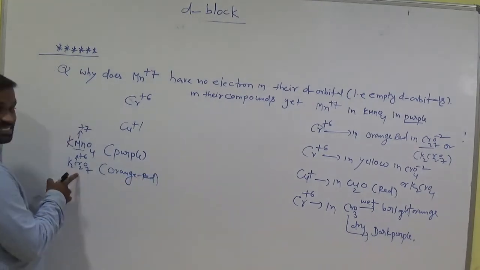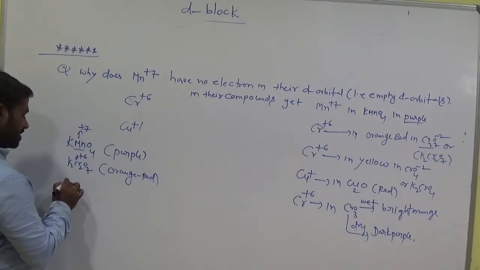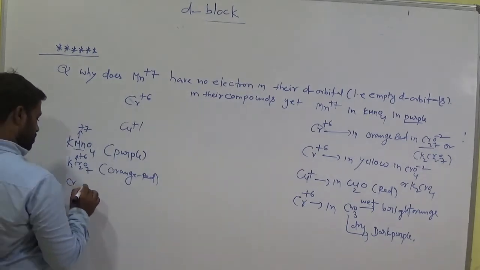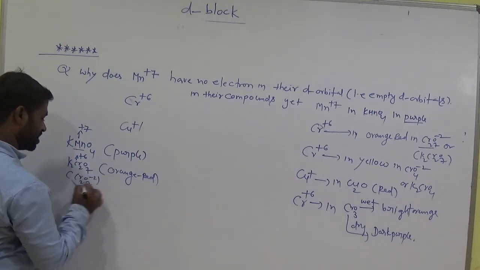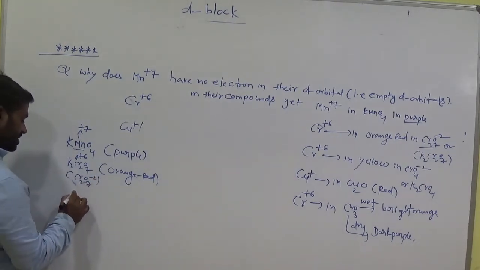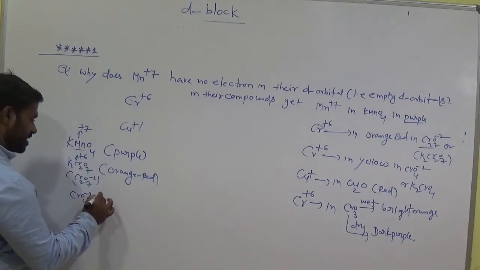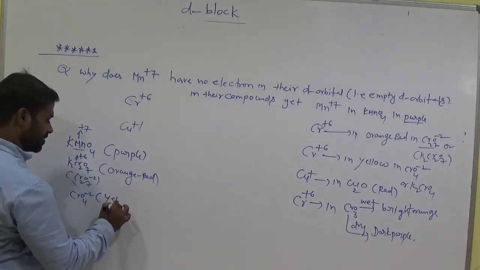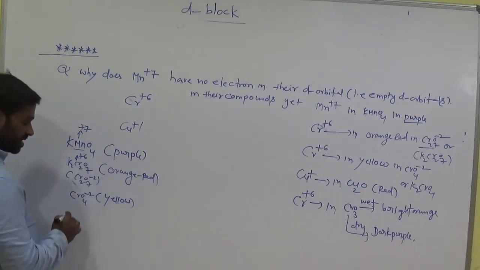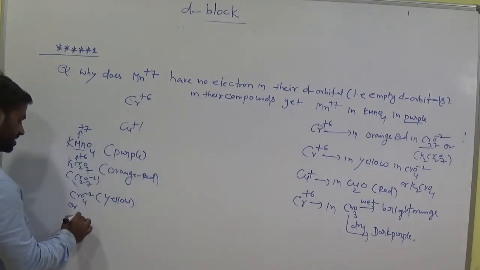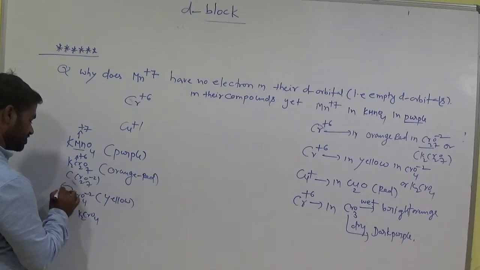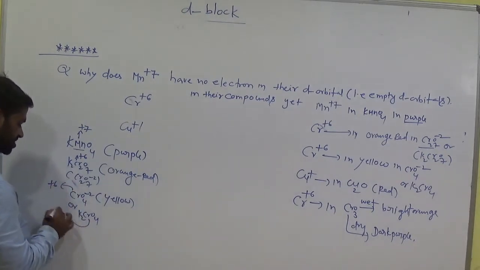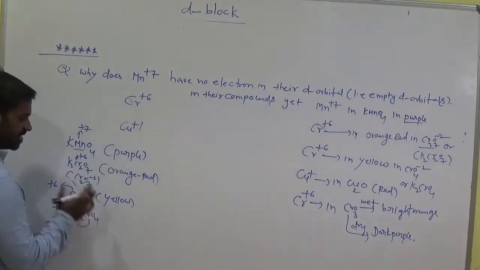Where chromium is plus 6. Okay. And Cr2O7 minus 2 also, and chromate CrO4 minus 2. Which color? Yellow color. Okay, or we can also write this as K2CrO4, where chromium is plus 6, am I right? Transition elements, clear? It is yellow in color.